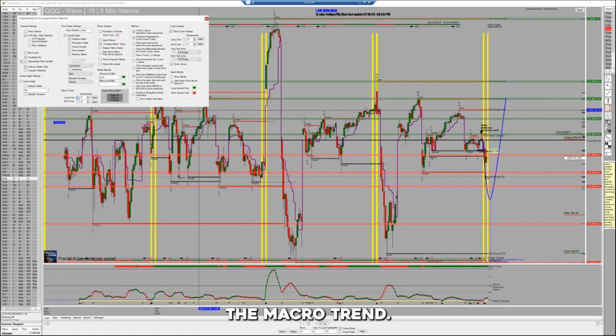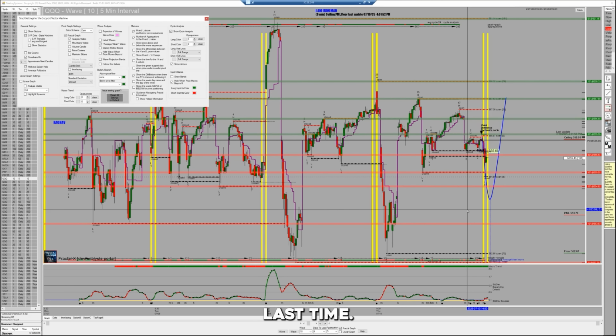Then we have the macro trend. I'm going to talk about the macro trend right here. So you see this macro trend right here. I explained to you about it. The bottom one with the standard deviation, that's the macro trend. This one right here, this green and the red. Remember we talked about it last time? I don't remember talking about it last time. You don't? Okay, we can talk about it again.